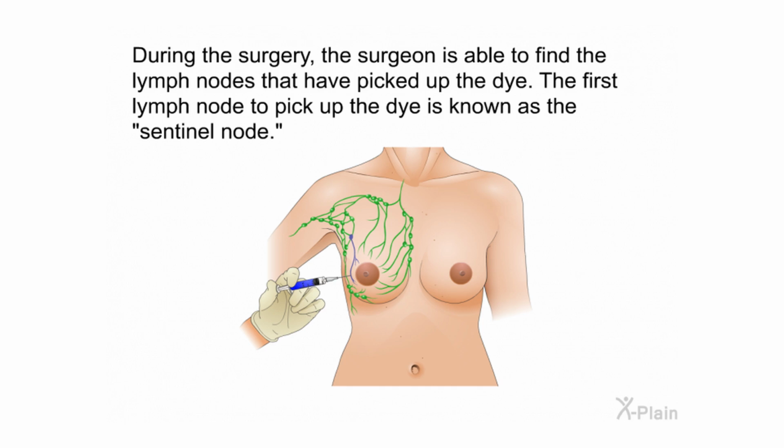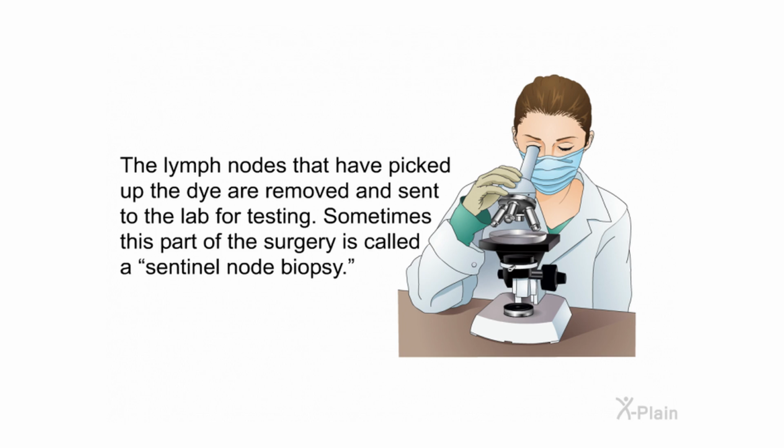During the surgery, the surgeon is able to find the lymph nodes that have picked up the dye. The first lymph node to pick up the dye is known as the sentinel node. The lymph nodes that have picked up the dye are removed and sent to the lab for testing. Sometimes this part of the surgery is called a sentinel node biopsy.